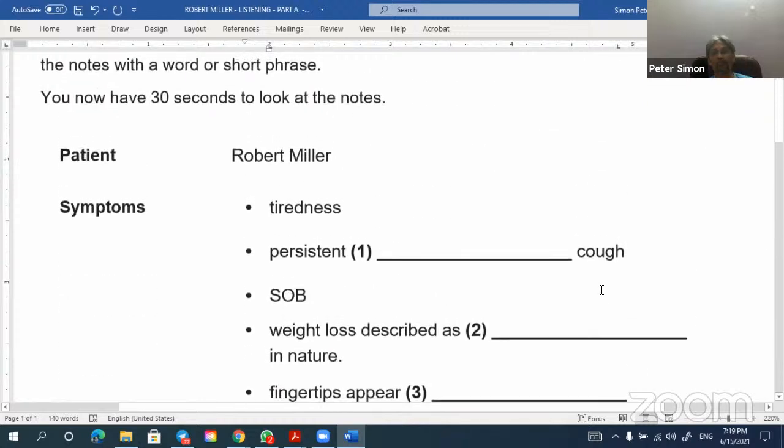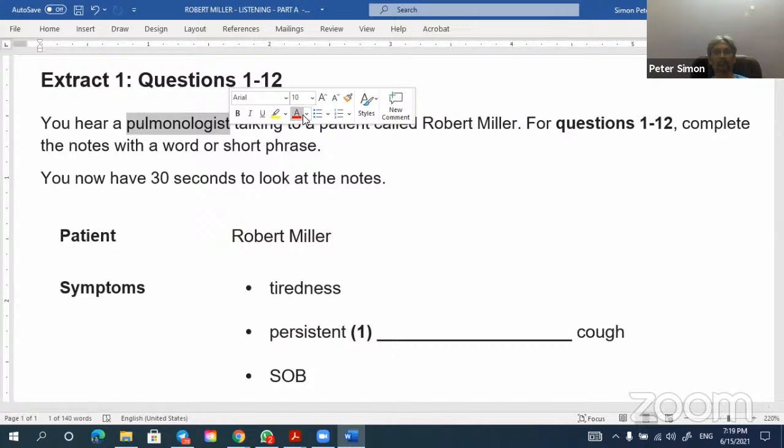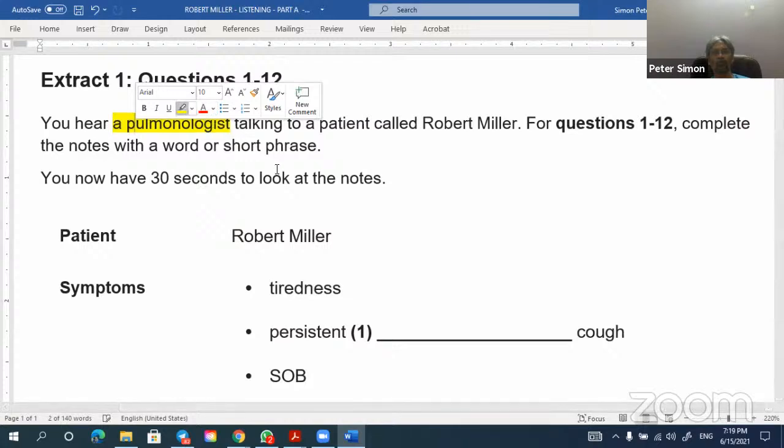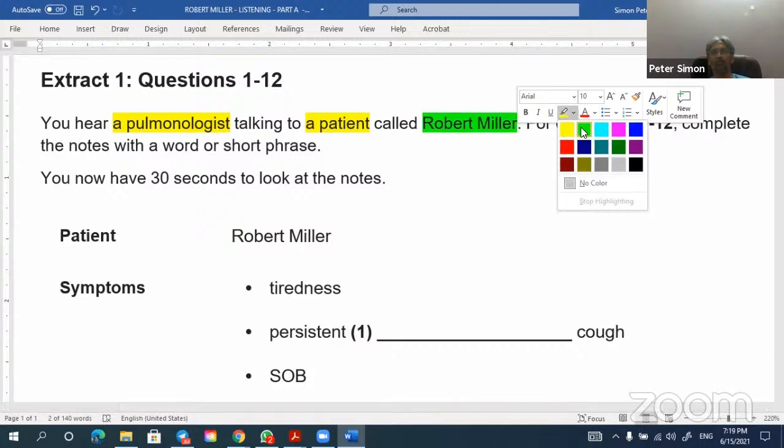Right, now let us see. Extract 1, questions 1 to 12. You hear a pulmonologist. This is the person who is talking here. A pulmonologist is talking to a patient. And the patient's only name we know, other names we don't know. The patient's name is Robert Miller.